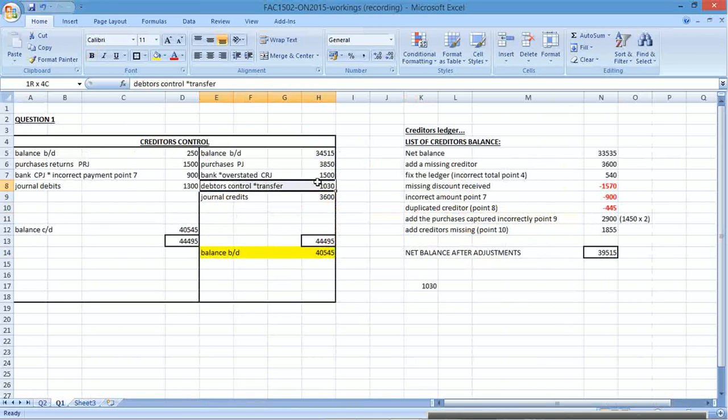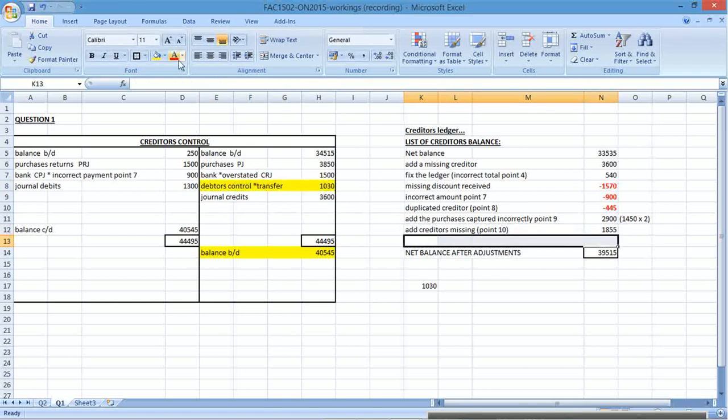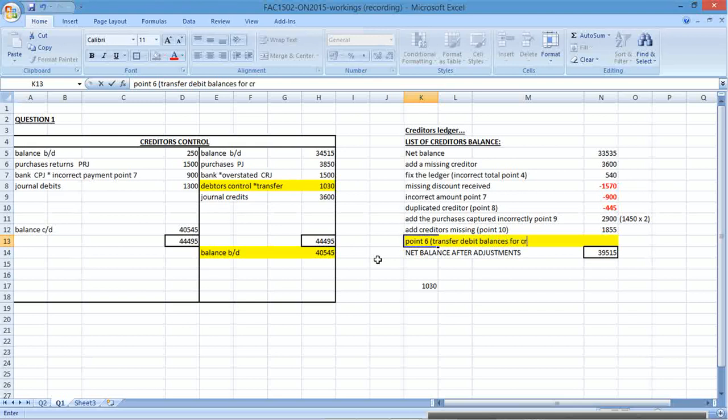So I've got this here. We've got the 1030 here. I just need to also process that through, so point number 6. Transfer debit balances for creditors. If you transfer debit balances for creditors, you're going to credit the creditors, and then you would debit the debtors. That's why you needed to insert the 1303 here, and then if you sum up all of this, then you get the 40545.